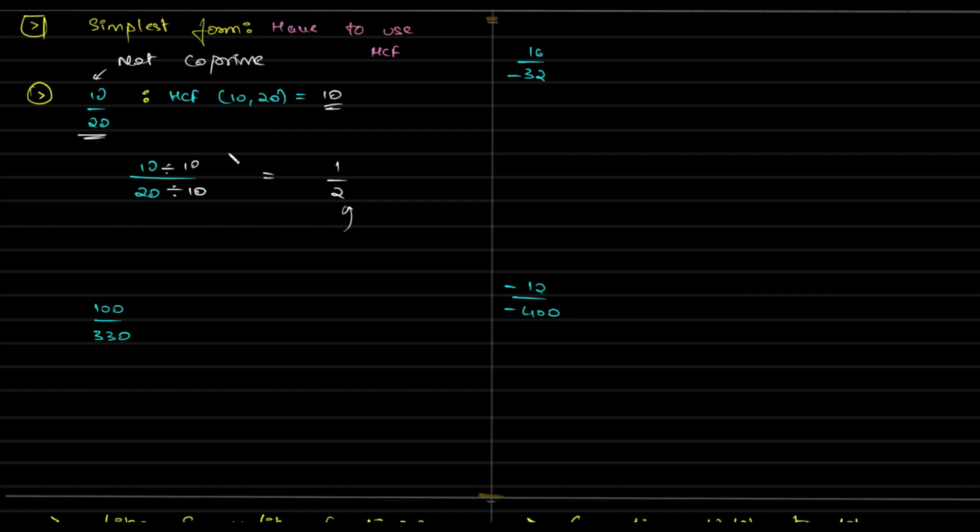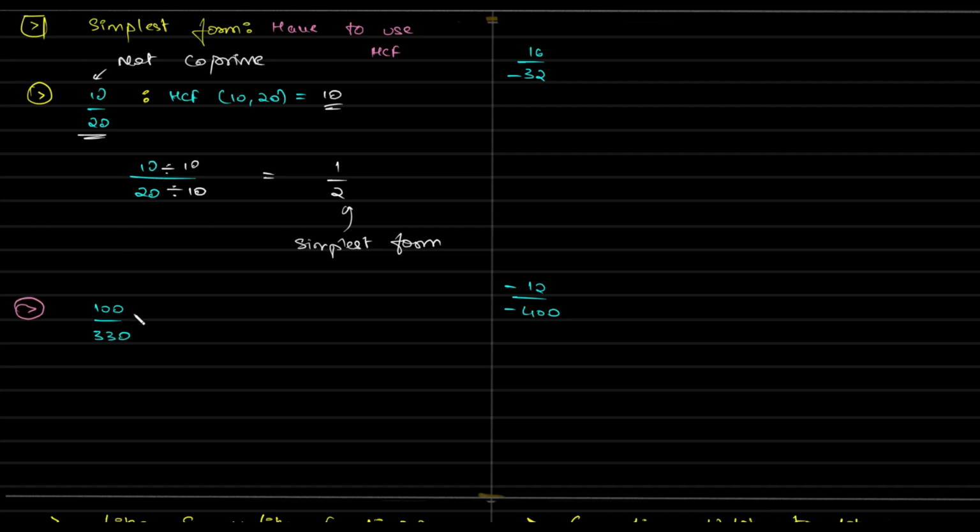Okay, and then we divide the numerator and denominator by 10 and 10, and thus we have 1 by 2 as your fraction, equivalent fraction, and this is in your simplest form.